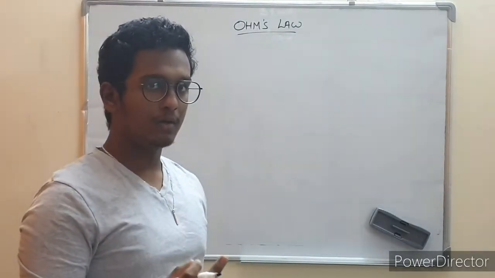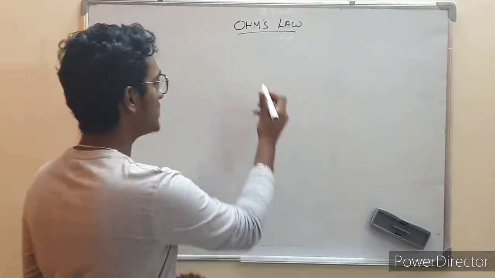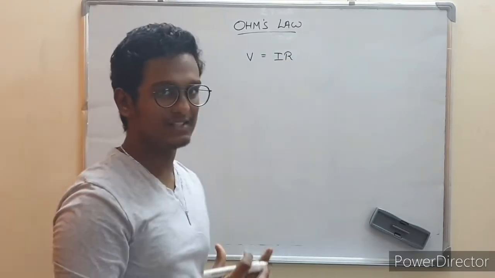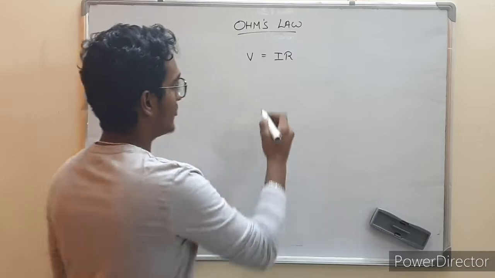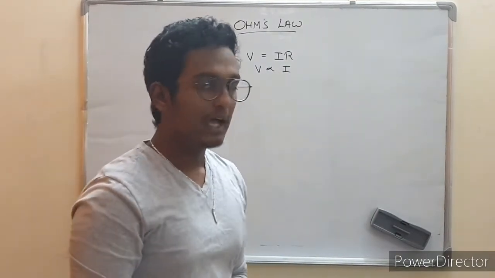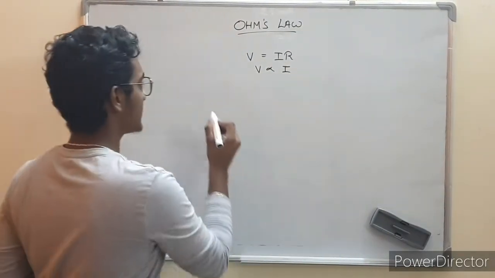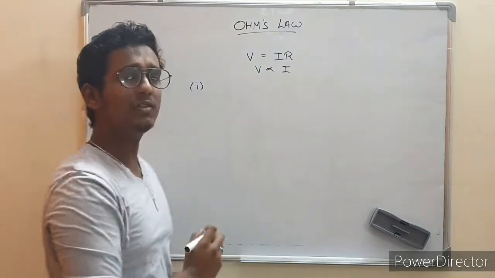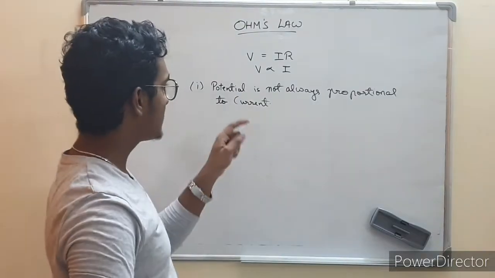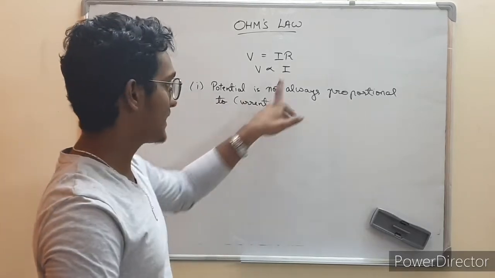Okay, so we know Ohm's law states that the potential is directly proportional to the amount of current flowing through it, and when you equate it, it becomes V is equal to I times R, where R is the resistance. This proportionality, that voltage is proportional to current, is not always true, and this statement can be broken in three main cases. The first case is that V is not proportional to I at all times. This is one case where it fails.